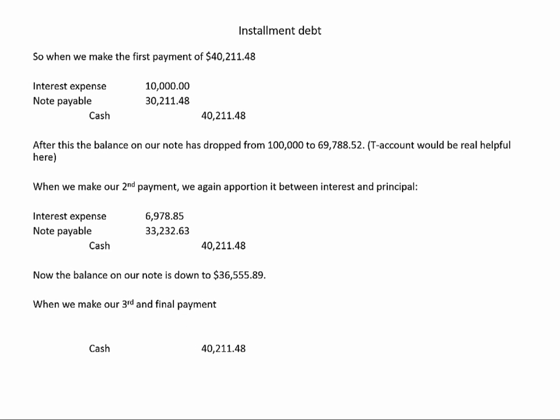Again, we write a check for $40,211.48. Interest expense will be 10% of our loan balance. So 10% of $36,555.89 is $3,655.59, which leaves us with $36,555.89 to pay off the note. And again, we didn't have a rounding error here, so the note payable has been exactly paid off down to the penny.